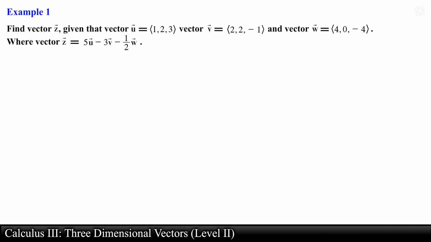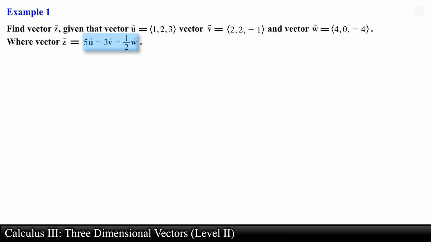Find vector z given that vector u equals (1, 2, 3), vector v equals (2, 2, -1), and vector w equals (4, 0, -4), where vector z equals 5u minus 3v minus 1/2 w.